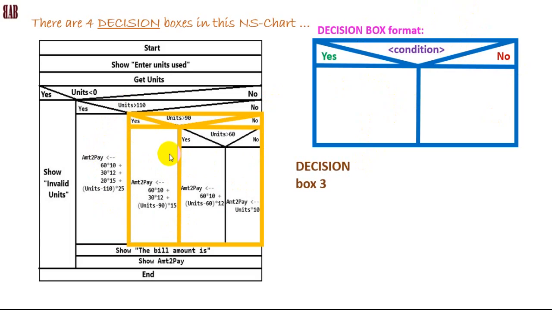This is our third box. In the third box also, same format. You have a condition, you have a yes and a no, and a line coming up to the end of the bottom line, this one, right? And the yes and the no.